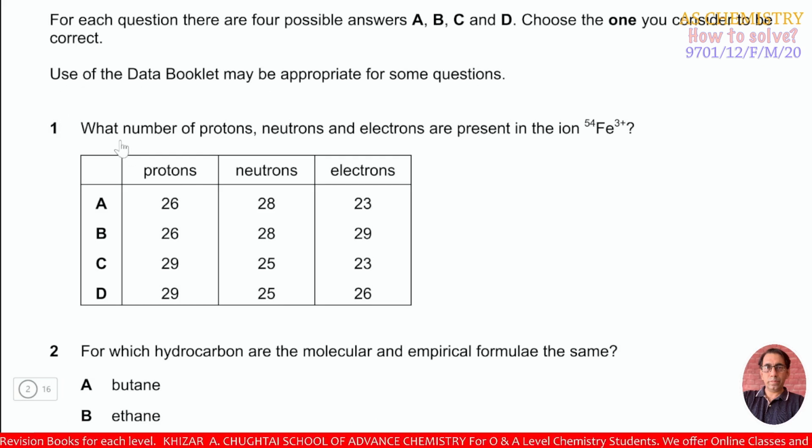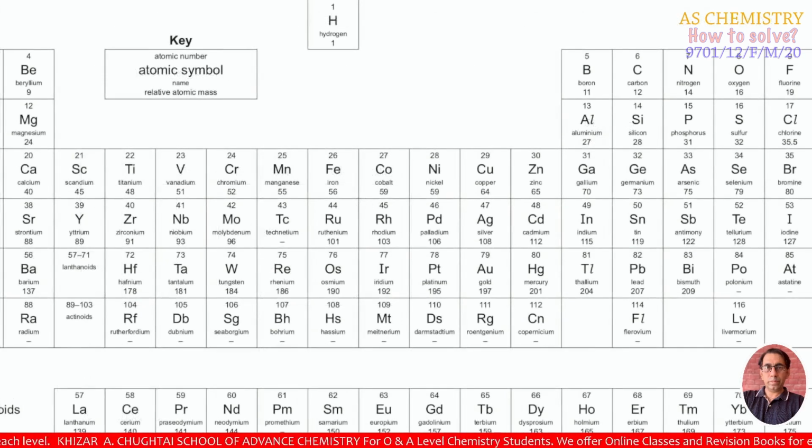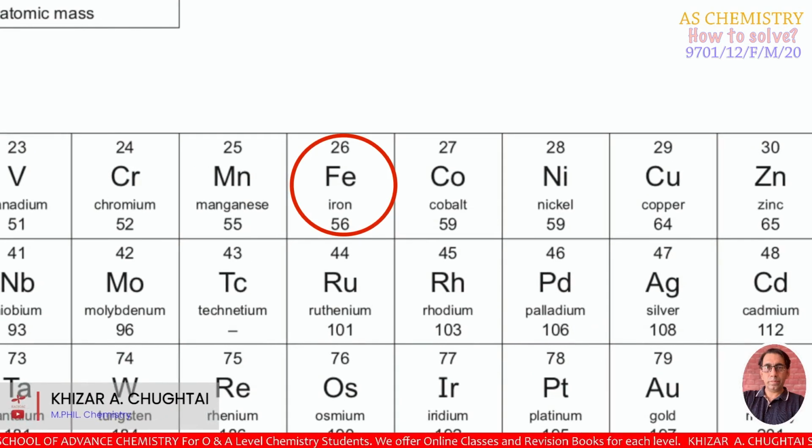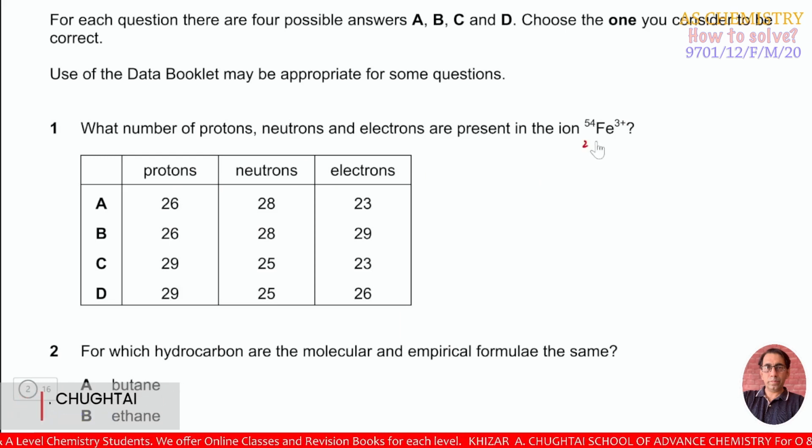Question number 1. What number of protons, neutrons and electrons are present in the ion Fe3+ that has 54 mass? So what is the number of electrons, number of protons, number of neutrons? From the data booklet you can see that iron has 26 atomic number. Let's see over here, here is the iron. It has 26 atomic number, so the proton number is equal to 26.